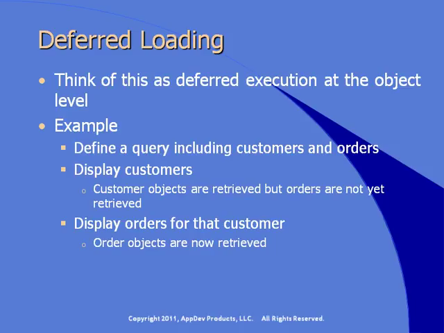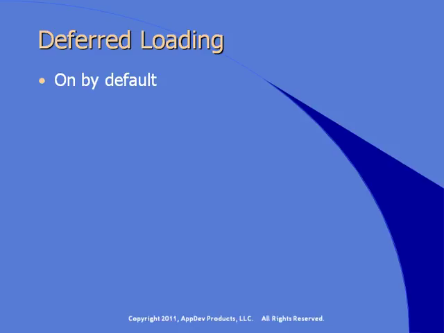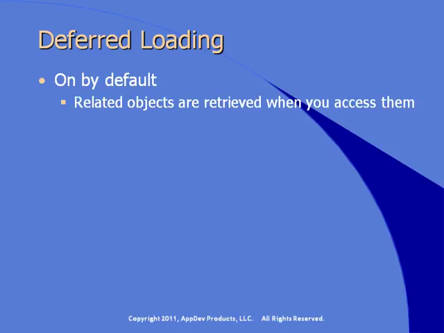Now, for each customer, you start displaying the orders. At this point, LINQ to SQL will generate a SQL statement to retrieve orders. So you have one query, but multiple SQL statements are generated. One to get the customers, and then one for each order for each customer. And that's deferred loading. Now, deferred loading is on by default, and the rule is that related objects are retrieved when you access them. So customers first and then orders.